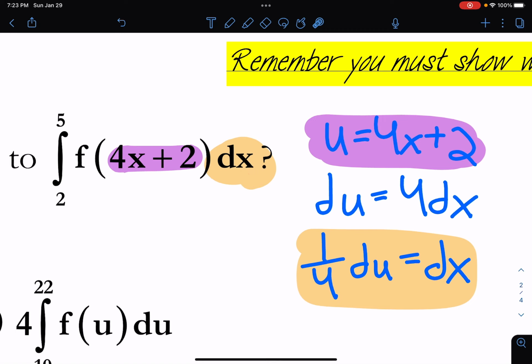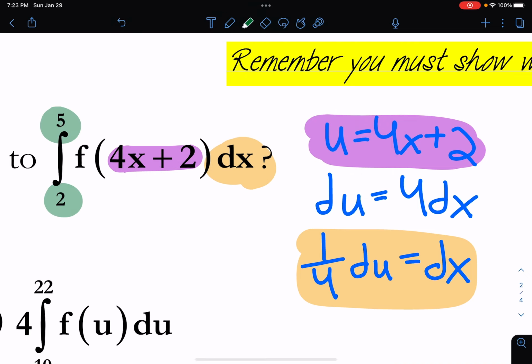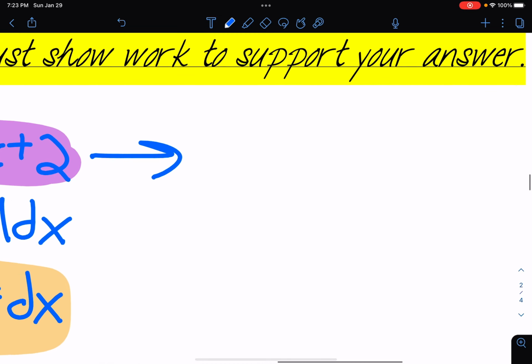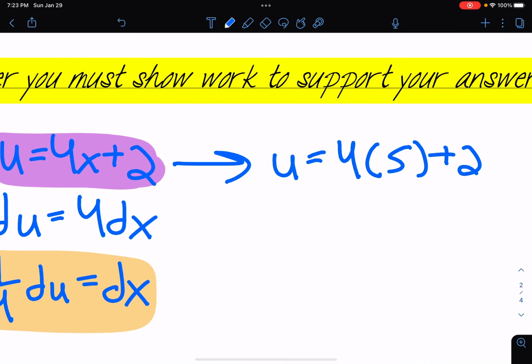And then the last thing I'll do is worry about my limits of integration as well, 2 and 5. Those are values of x. I need them to be values of u, right? And so u is equal to 4 times 5 plus 2. And u is equal to 4 times 2 plus 2.